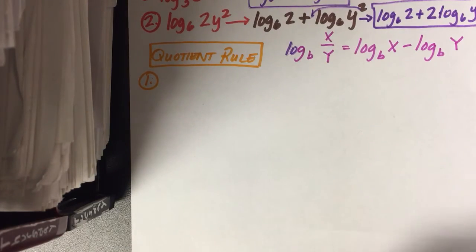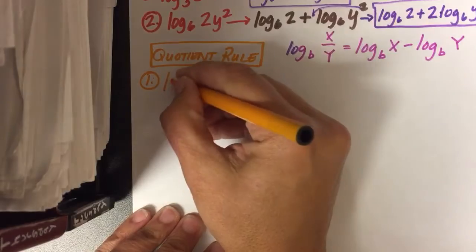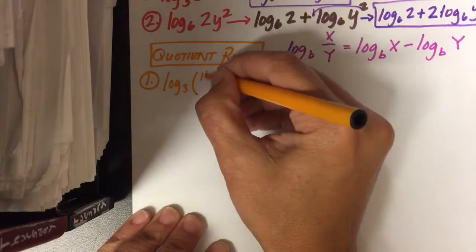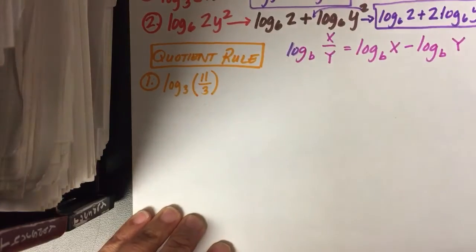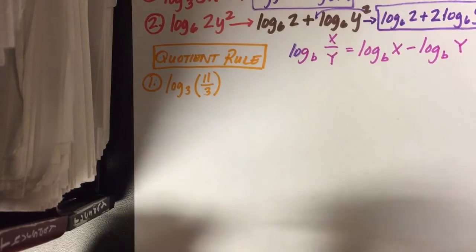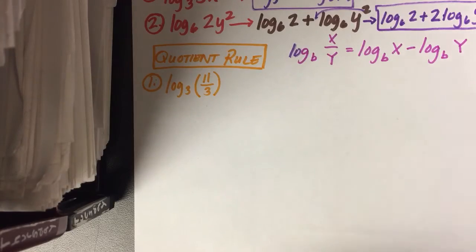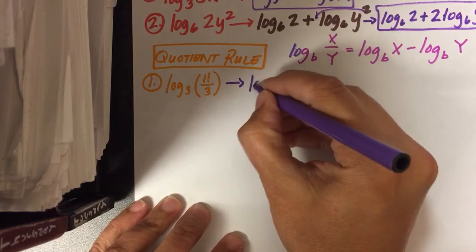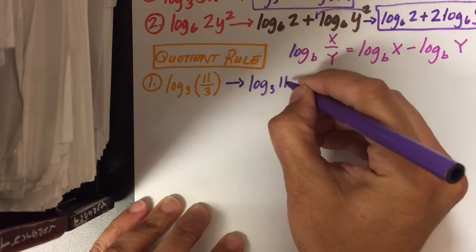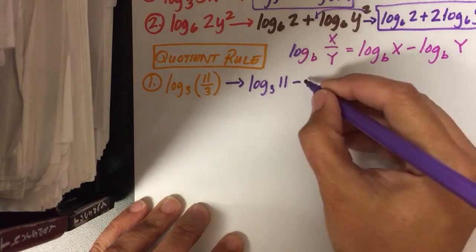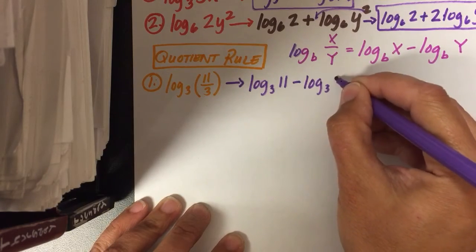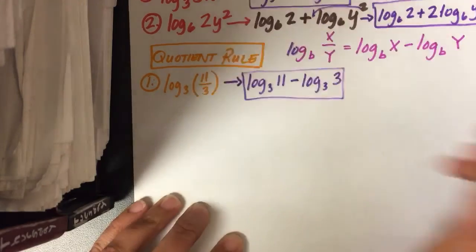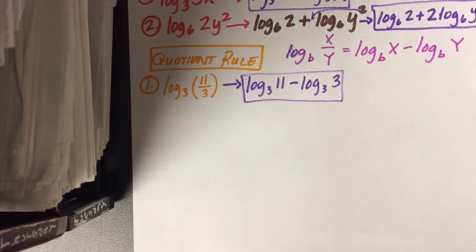So let's look at an example here. Let's do log base 3 of 11 over 3. This is something that qualifies us for the quotient rule. It's a quotient, it's a division. So I'm going to take this in order to expand it. I'm going to make it log base 3 of 11 minus log base 3 of 3. And I'm done. And that's as far as I can go with that particular quotient rule.